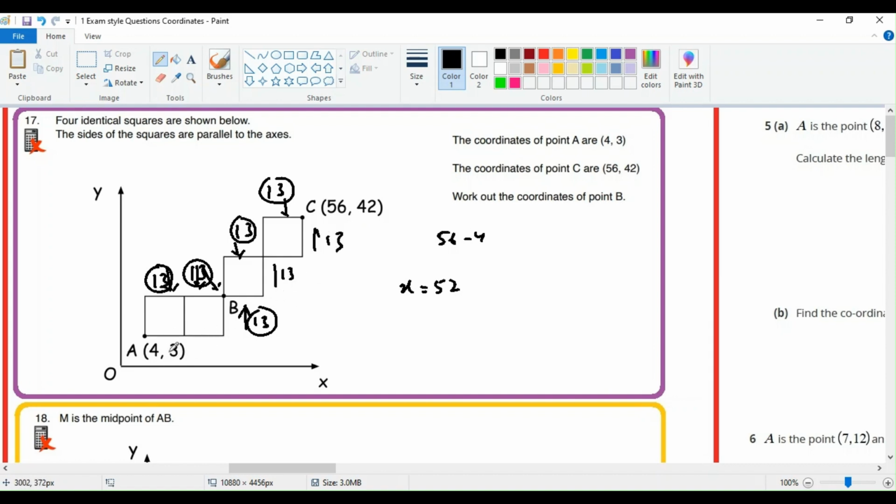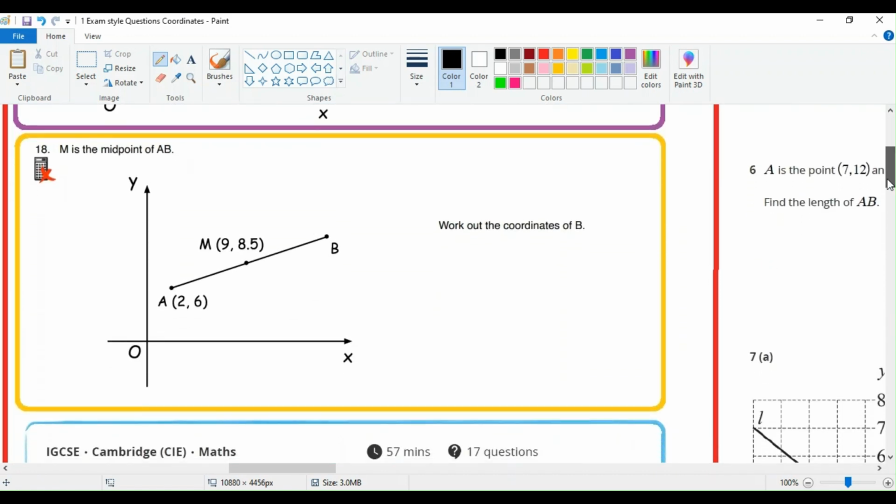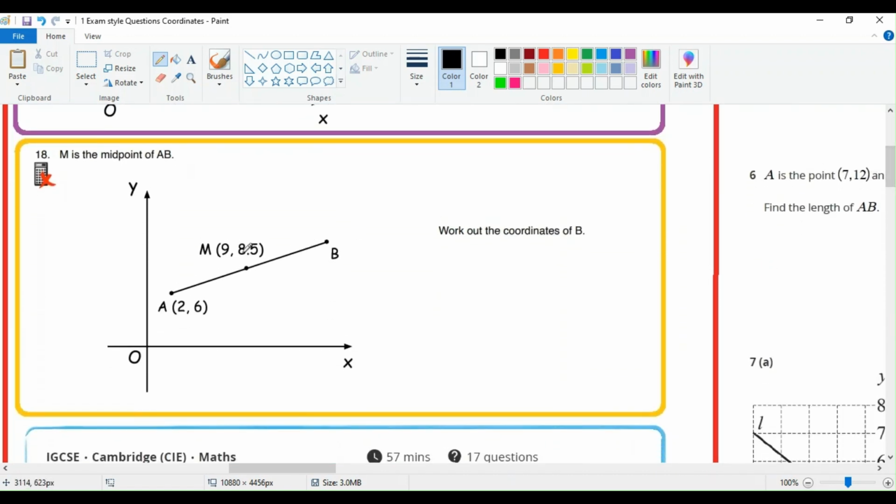Now 4 has to be moved 26. That means 26 minus 4 will be giving us 22. X has moved 22, and when it comes to 3, it has become 3 plus 13, which is going to give us 16. So these two are the coordinates of point B. Moving on to the next question, in which M is the midpoint of AB, and we need to find out.